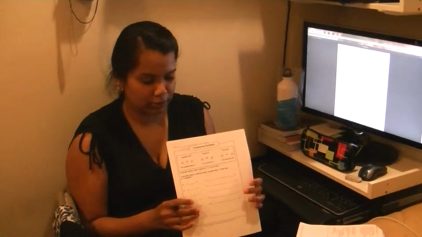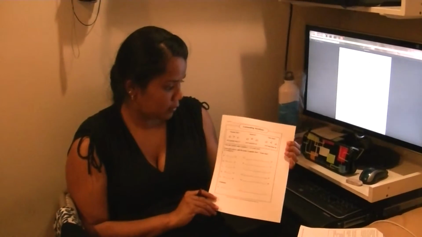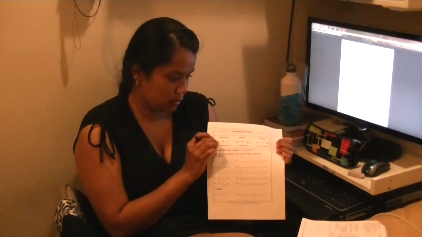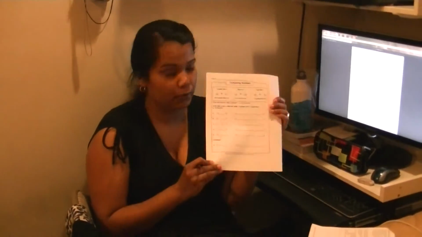In this worksheet, we will be comparing two-digit numbers using the less than sign, the greater than sign, or the equal to sign. One way that you can think of it is the alligator's mouth always wants to eat the greater number. So when we're comparing numbers, always think of the alligator eating the bigger number.